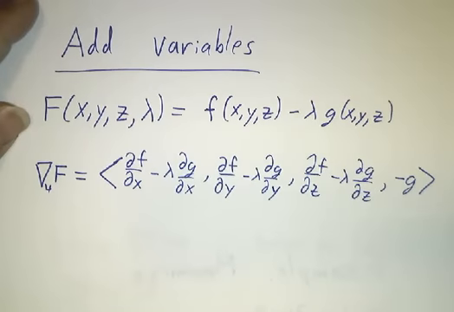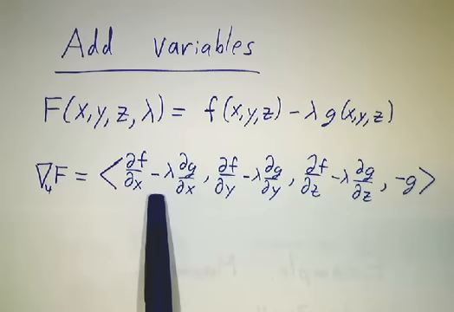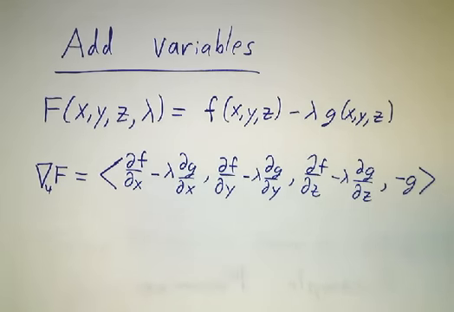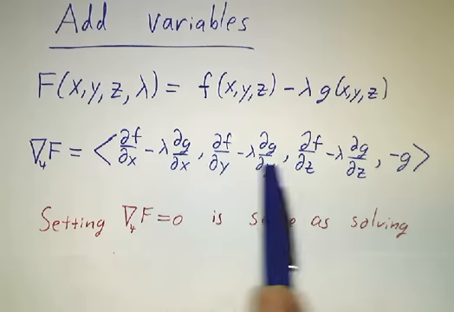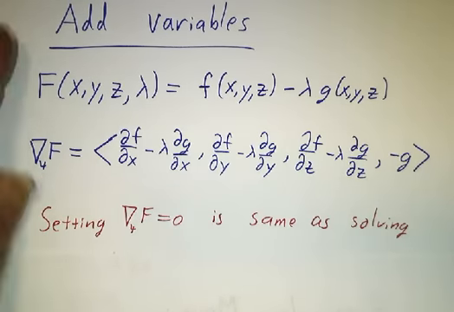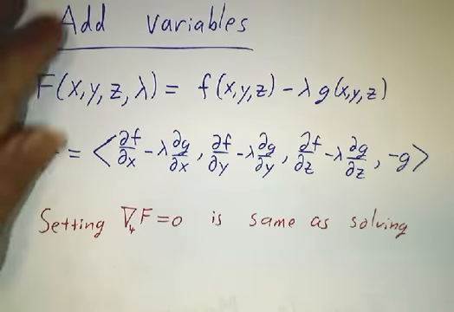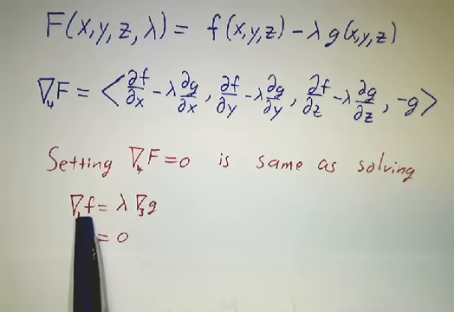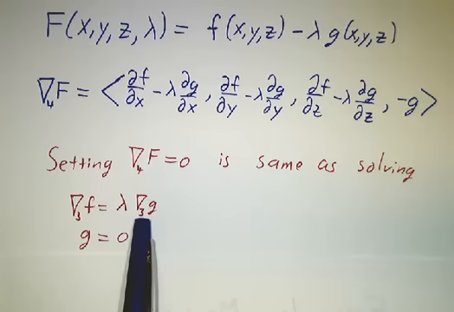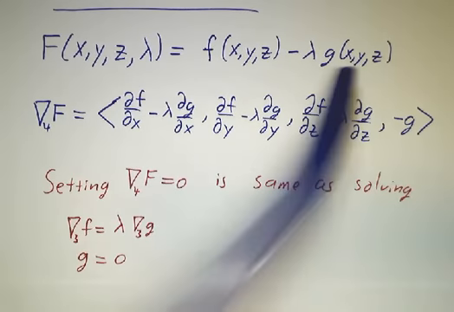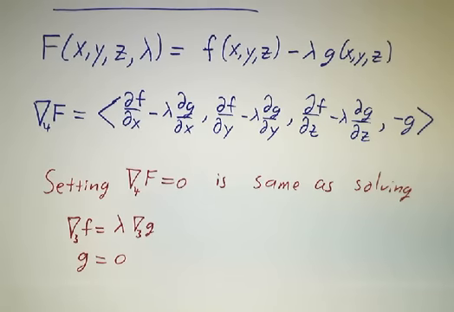If you take the 4-dimensional gradient of this big function, well, there are the 4 components. And you see that the first 3 components are just the gradient of f minus lambda times the gradient of g. So setting this 4-dimensional gradient equal to 0, it's the same thing as setting grad f equals lambda grad g, and setting g equals 0. In other words, we have to stay on the surface. We want points where the gradient of f is a multiple of the gradient of g, and we're on the surface. And looking at this function with one extra variable is a cute trick for doing that. And that is the theory of Lagrange multipliers.